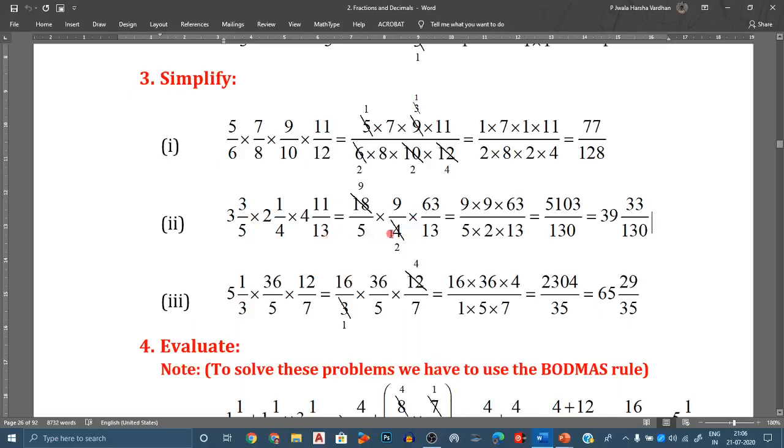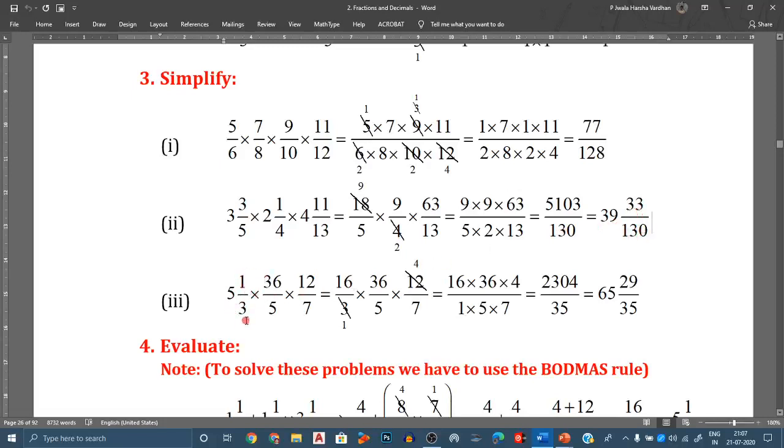So now if you observe here only 4 and 18 have the common factors. So now I have taken 2 as the common factor. 2 2s are 4 here, 2 9s are 18 here, and there will be no common factor for any other numbers here. Just I am multiplying 9 into 9 into 63 in the numerator and the denominator 5 into 2 into 13, which gives 5103 by 130. If you divide this by a long division method, so you can get 39 33 by 130. 39 33 by 130.